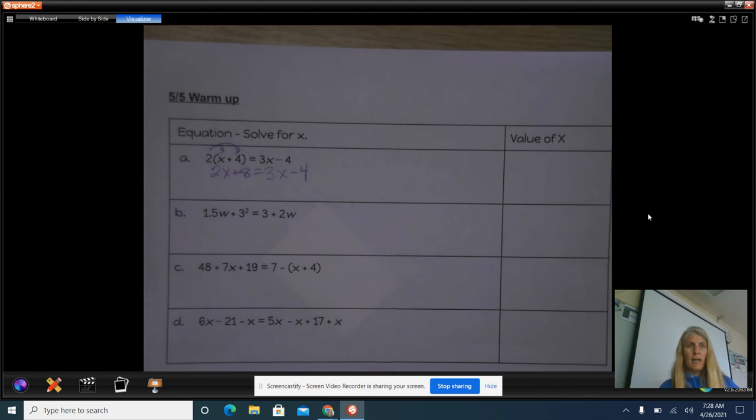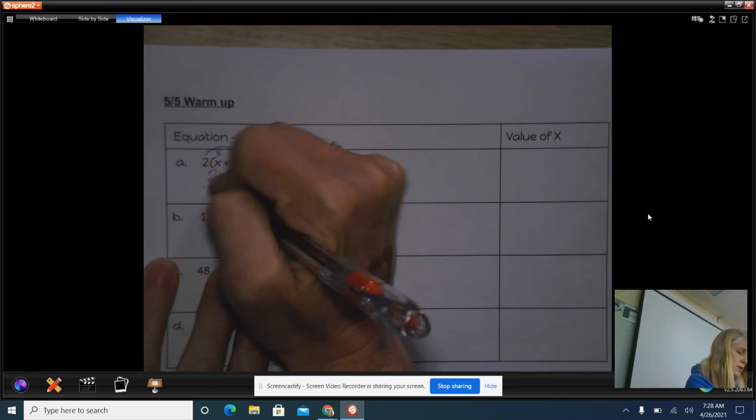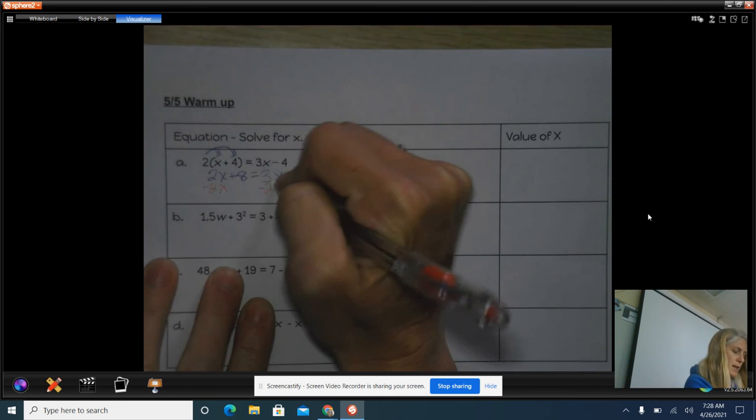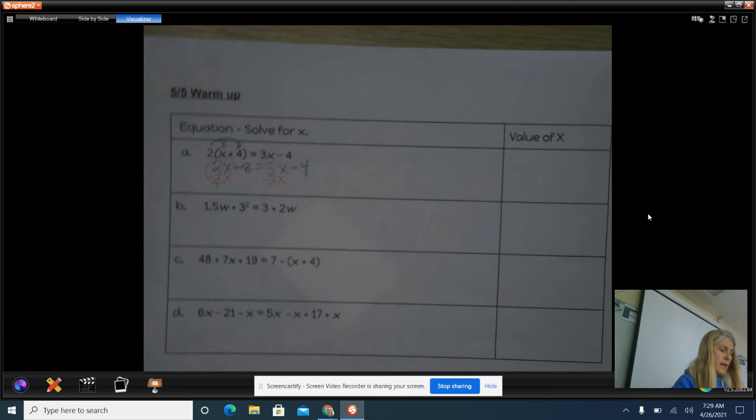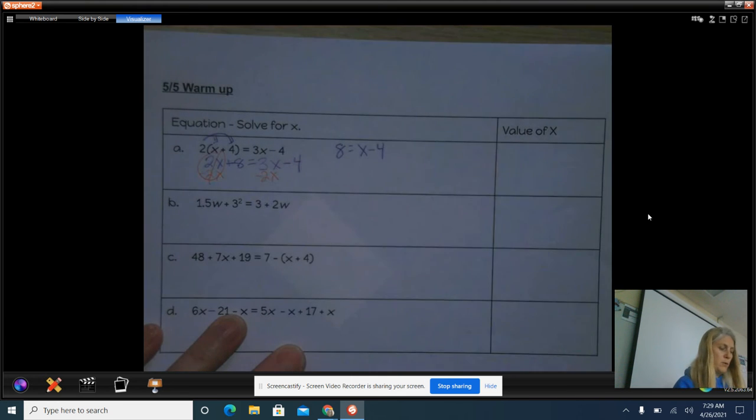Now we're going to go ahead and move our variables to one side. Once again, we always move our smaller to our larger. That way we don't have to deal with a negative. So we're going to subtract 2x from both sides. These cancel out, and we have 8 is equal to x minus 4.